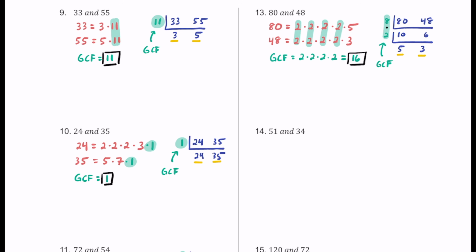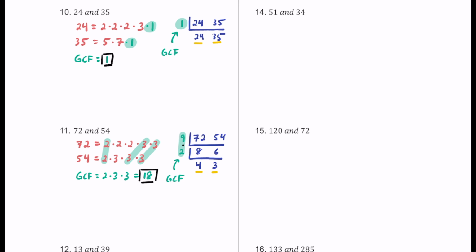Alrighty, so for 14, we have 51 and 34. For 51, you might think it's prime, but if you add 5 plus 1, that is 6, which means it's divisible by 3. So this is actually 3 times 17. And for 34, that's an even number, so we can divide it by 2. It happens to be 2 times 17.